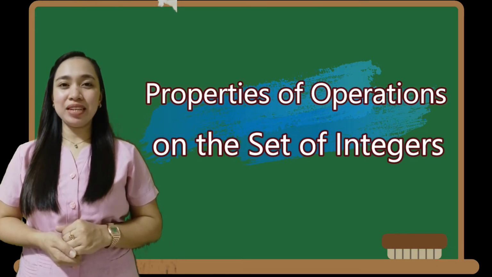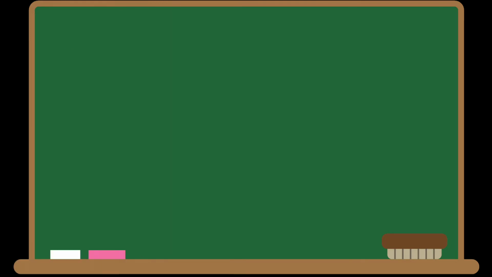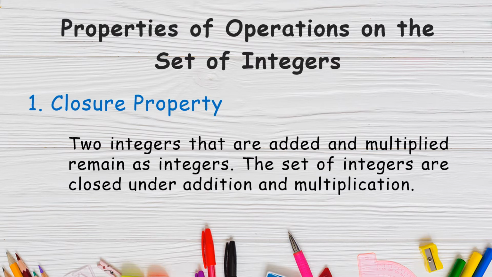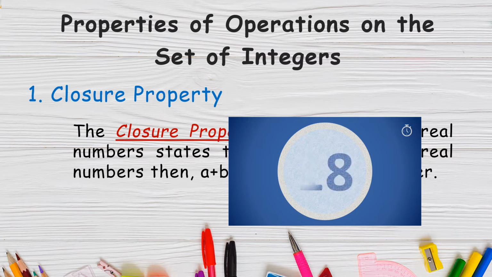The concept or properties of operations on the set of integers. First property, the closure property. Two integers that are added and multiplied remain as integers. The set of integers are closed under addition and multiplication. The closure property of addition for real numbers states that if a and b are real numbers, then a plus b is a unique real number.